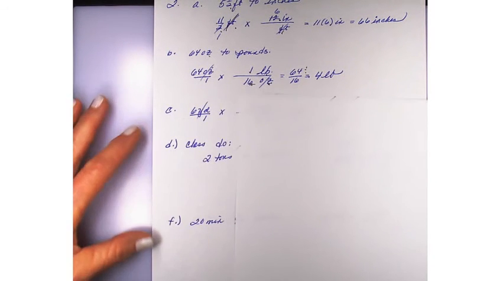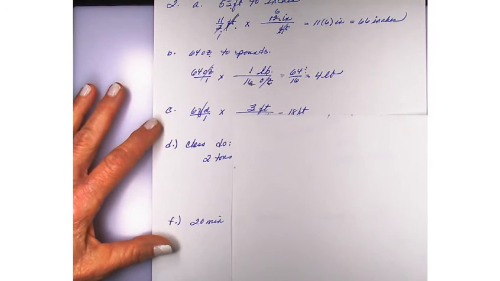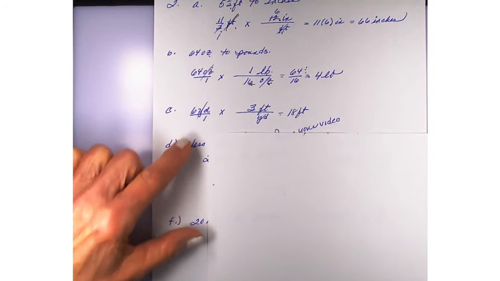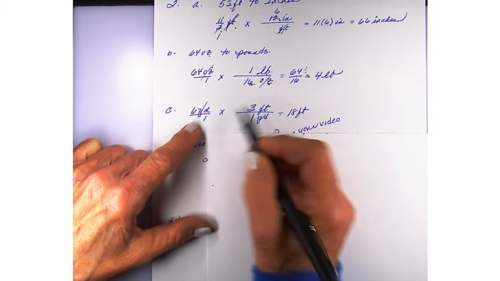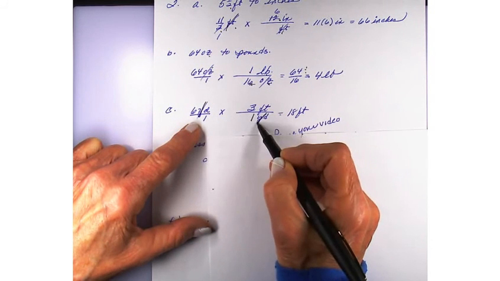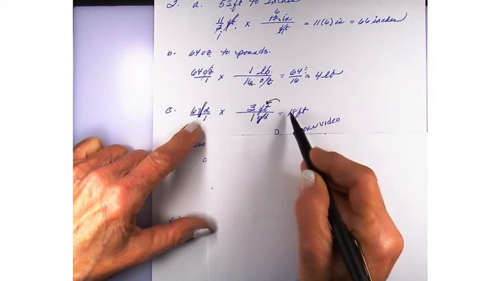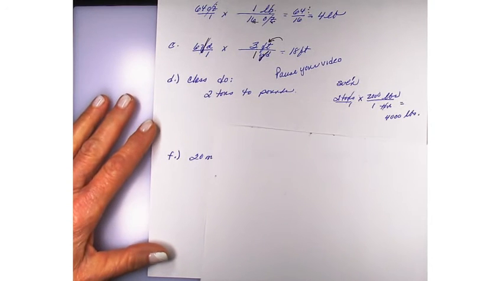Okay, on C we want to go from yards to feet. So we know that there are 3 feet in 1 yard. Out go the yards, in come the feet. 6 times 3 is 18. A very organized way to do this.